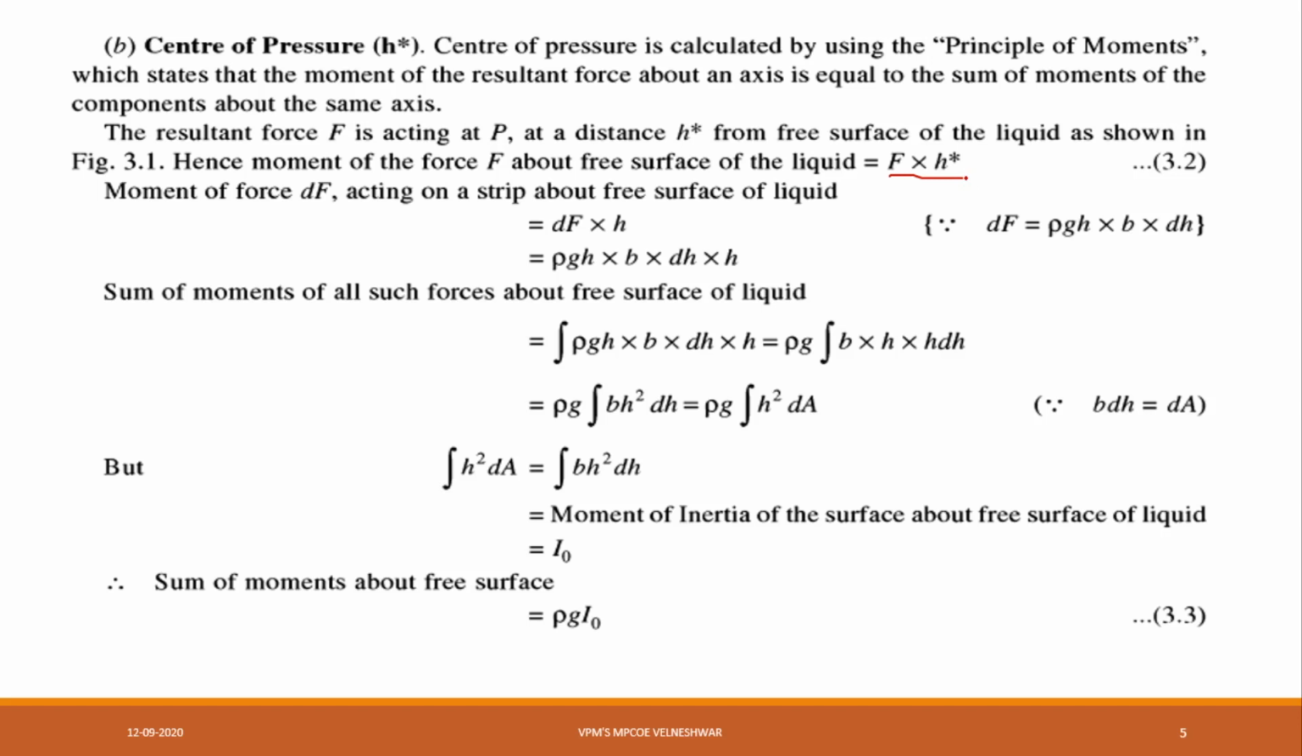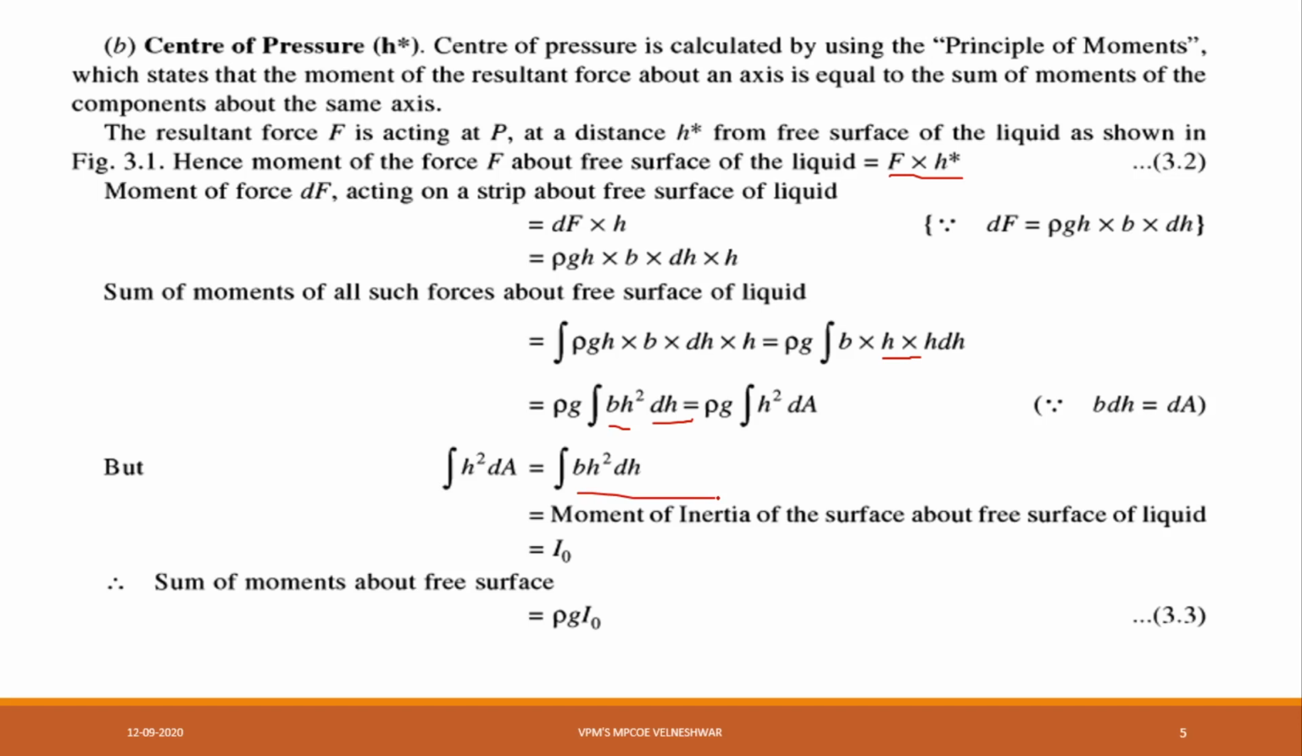Now what do we have to do? Obviously we have to integrate here. If I integrate, I get the integral of H square dA. Rho g is constant, so I take it out, and B into H square dH. So H into H, how much will I get? H square. That is B H square into dH. What is the formula for B into dH? That is rho g into H square into dA.